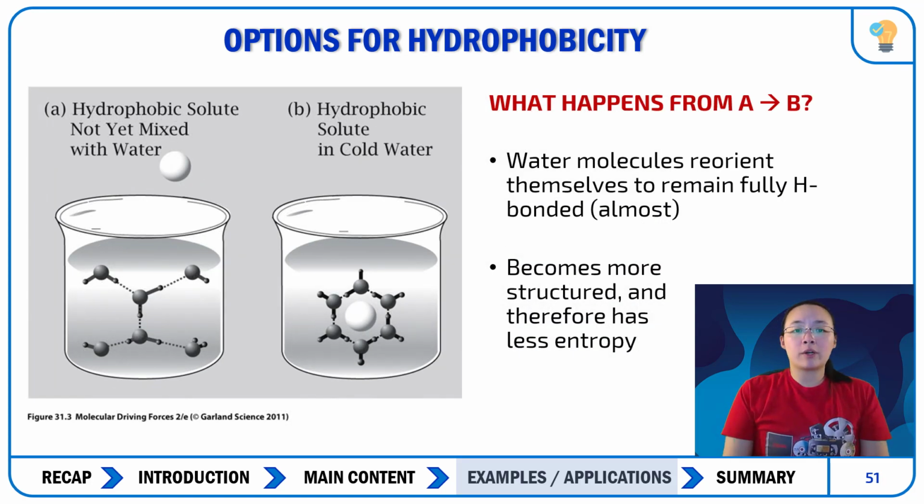And let's start with cold water. So in cold or room temperature water, the water molecules will almost always reorient themselves to remain fully hydrogen bonded. That means their individual entropies can be maintained. Unfortunately, the sacrifice, as we've mentioned before, is that they become more structured and they're going to have less entropy as a collective.